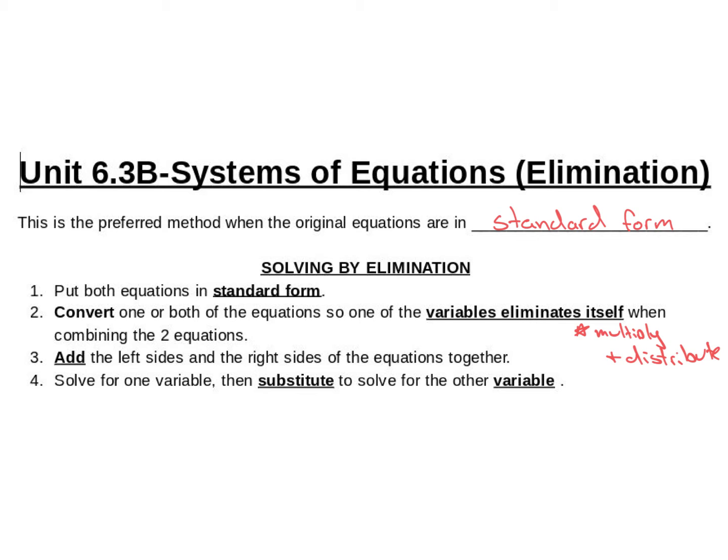So this may end up requiring you to multiply and distribute to essentially force one of the variables to eliminate. Pick the easier one, x or y. Once you have one of those variables lined up to eliminate, then we are going to add the left and right sides of the equation. So what we are going to have left is just one variable that we need to solve, and then we can use that to substitute back in and solve for the other variable. All right, so let's take a look at a few of those.